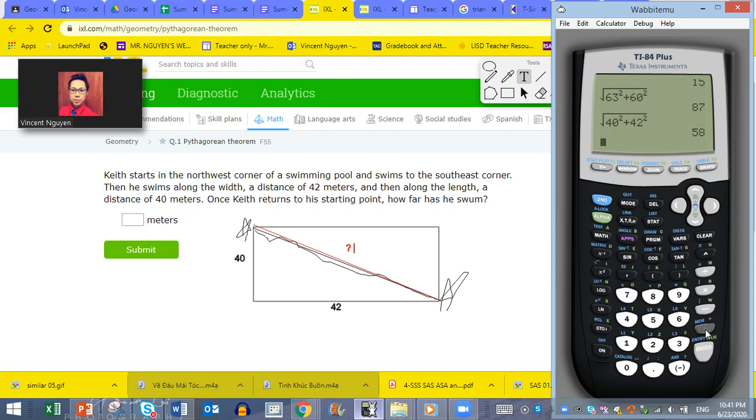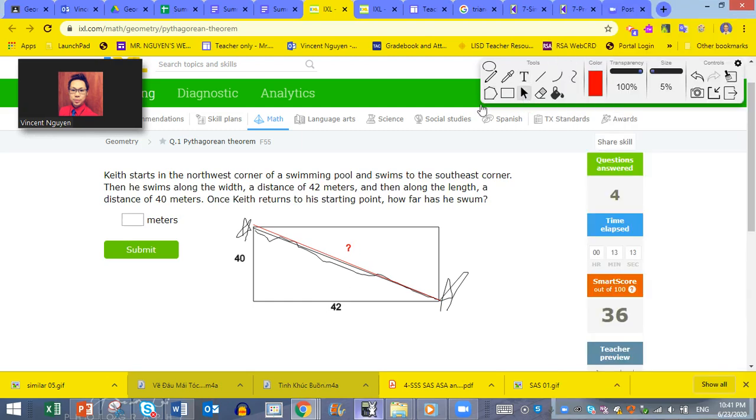That's just one side. And then I have to add A and B together. So 40 plus 42. That's going to give us the whole entire distance. So when you guys are doing these kind of problems, make sure you have a visual in your head, and then draw a rectangle, and then do your drawing of a right triangle, and determine what you're looking for. All right. Anyway, 140 is the total distance that he has swum.